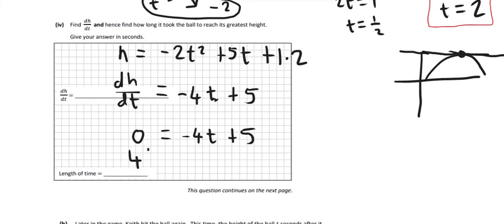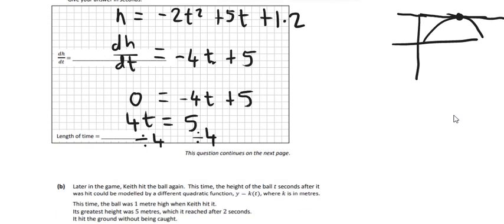So we add 4t to both sides. So we get 4t over here equals 5. And then we can divide by 4. So t equals 5 over 4. And that's the same thing as 1.25. So that's the answer then, 1.25 seconds.